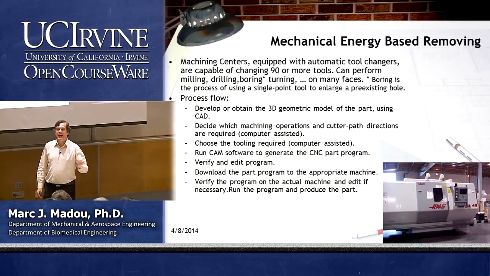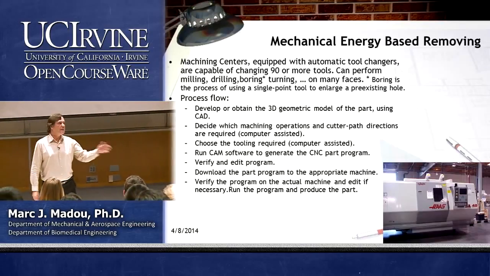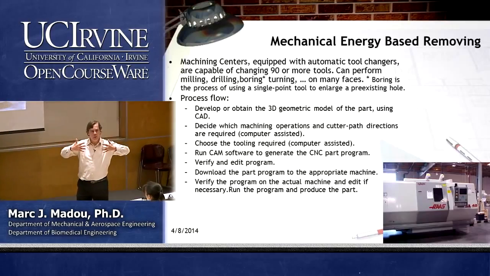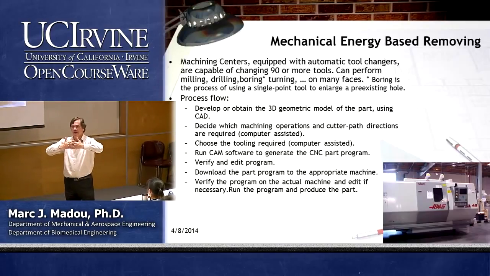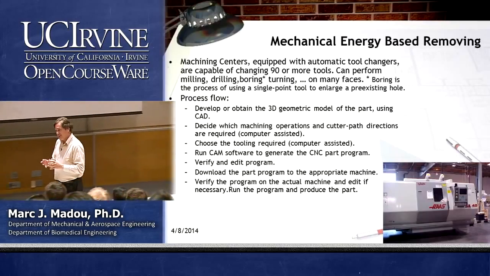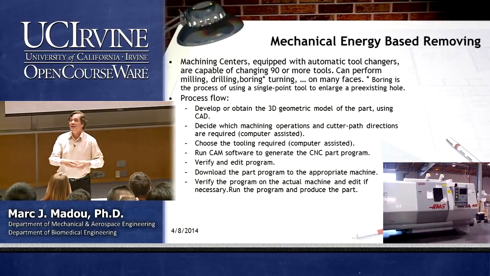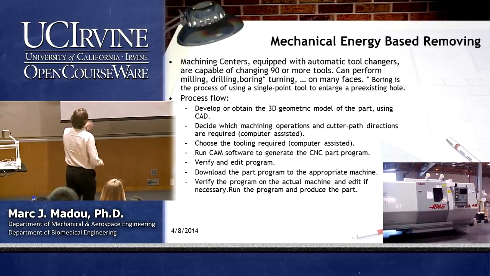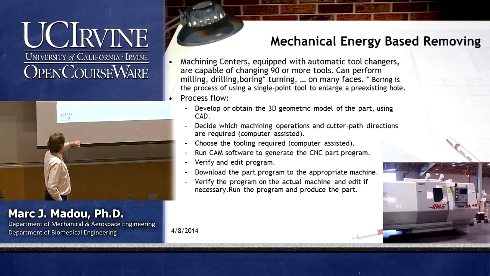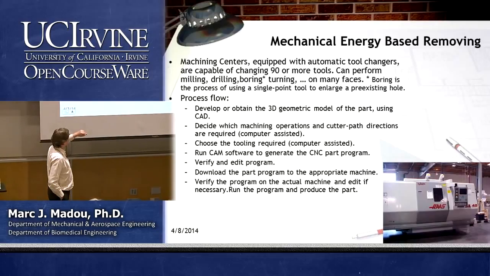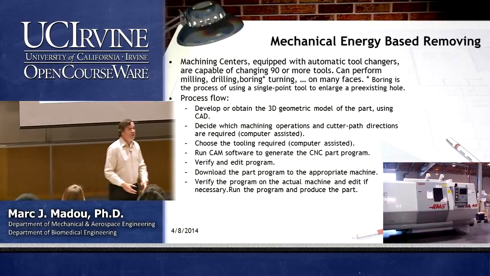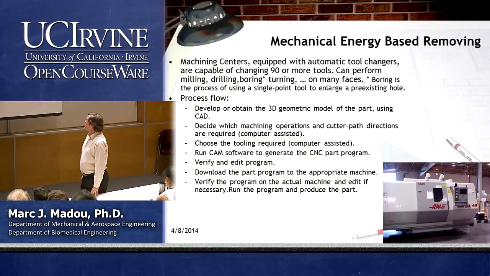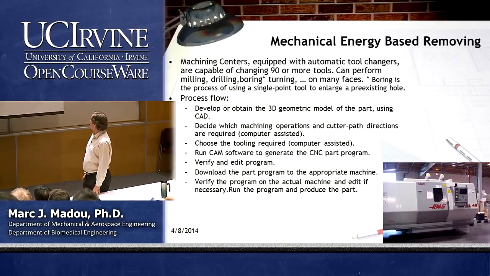So what's the difference between CAD and CAM? CAD is computer-aided design, and CAM is computer-aided manufacturing. And more, these 2 programs are interlocked. So the CAM is interpreting the CAD, the design, and tells you how to machine it, what tools you will need. So you will then run the CAM software to generate a CNC part program, verify and edit the program, download the part program to the correct machine. It will even tell you, oh, you can't even do it on this machine, you need another one. And then verify the program on the actual machine and edit if necessary, and run the program, produce the part.